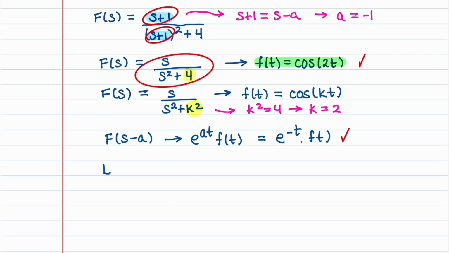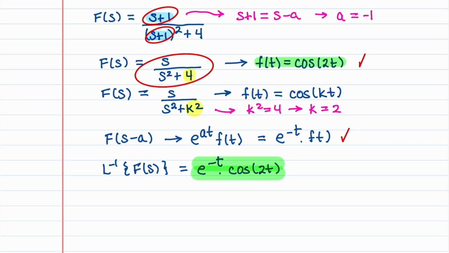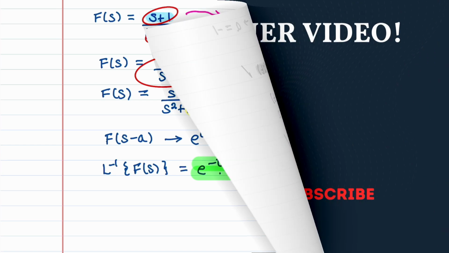The inverse Laplace transform of our original function, capital F of s, is now equal to e to the minus t times cosine 2t. There's our final answer. And that's it. You now know how to find inverse Laplace transforms for the main types of problems you're going to encounter. You should now be able to work through some practice problems on your own.